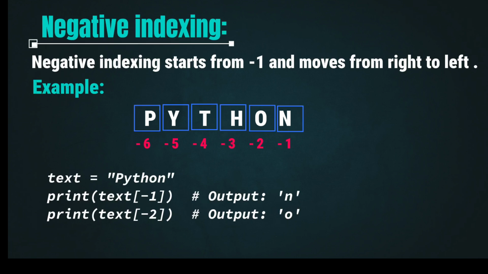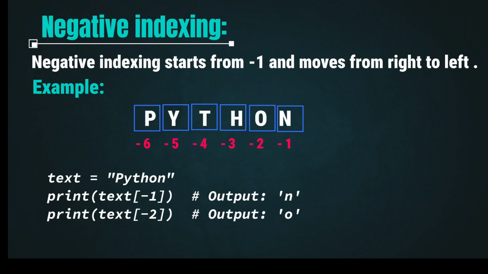With negative indexing, we can access characters starting from the end of the string. For example, the index -1 refers to the last character, -2 to the second last, and so on. Let's explore how negative indexing works in Python using this simple example. In this code, we have the string Python assigned to the variable text. Python allows us to use negative indexing to count from the end of the string. The negative indexes are -6, -5, -4, -3, -2, -1.